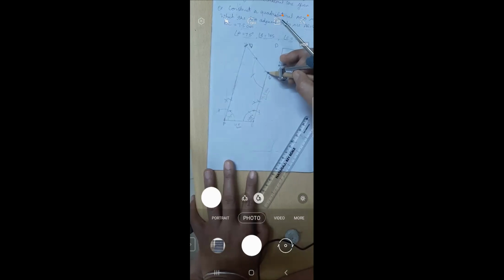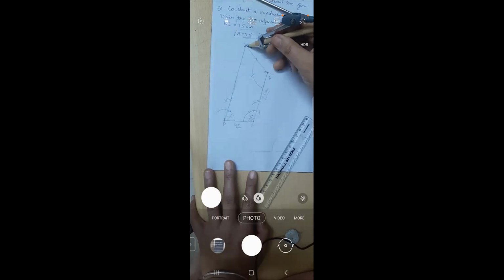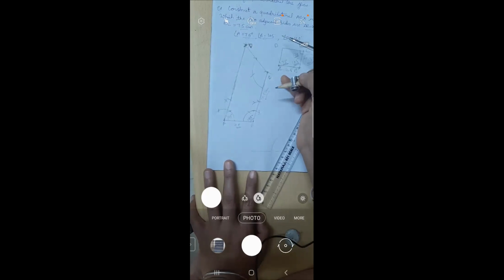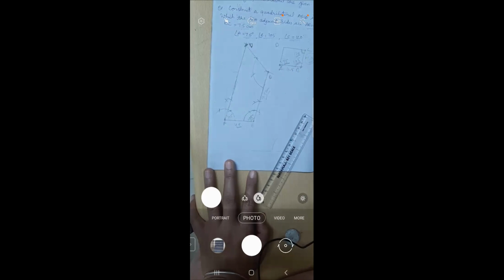Now from C you have to construct a 120 degree angle. So the 120 degree angle will be this one. Since this line length is not given, you extend these two lines. Where these lines cut, the intersection point will be D. In this way you will get the quadrilateral of the given measurements.